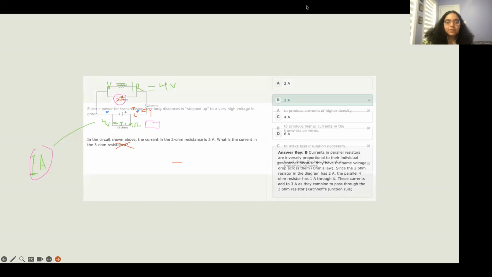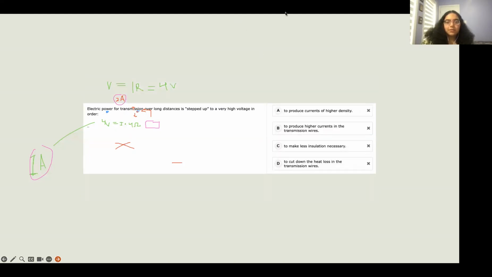Oh, I have to clear the annotation, don't I? Okay, here's another question. If you don't know, that's totally fine. Just take a guess.